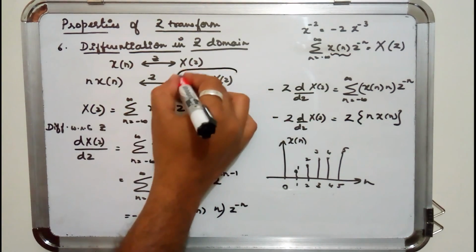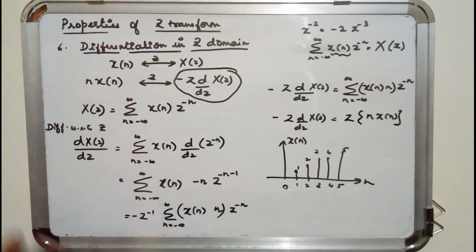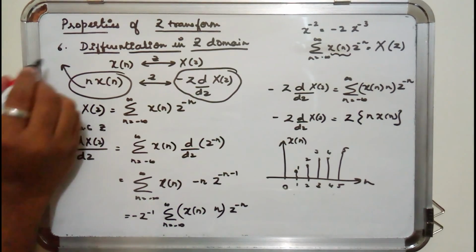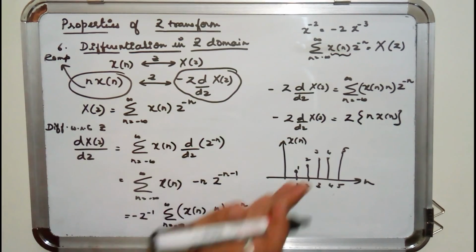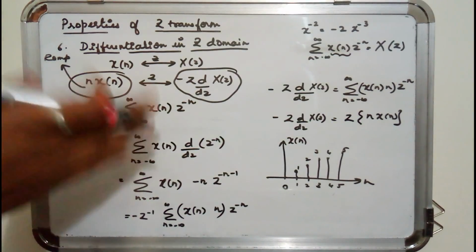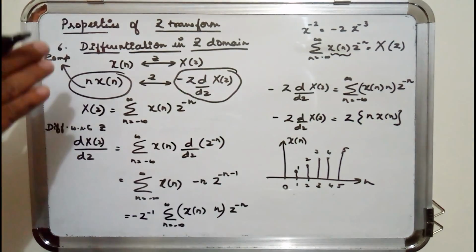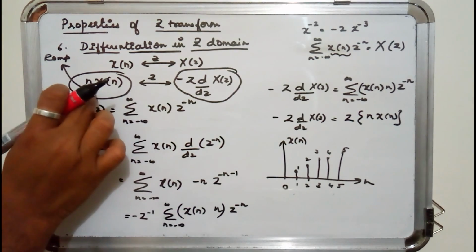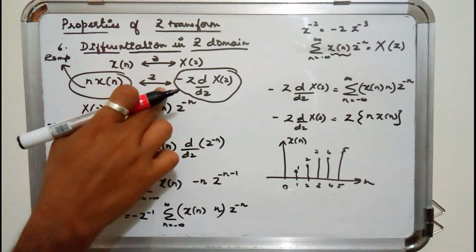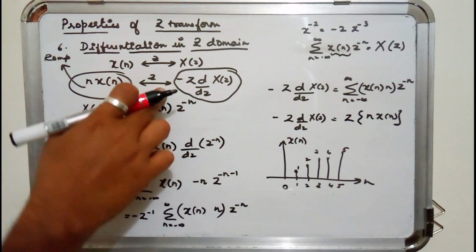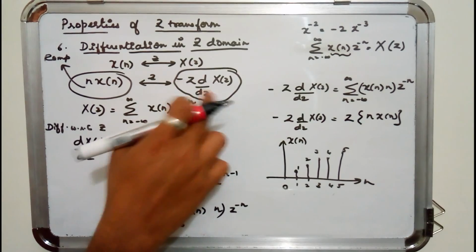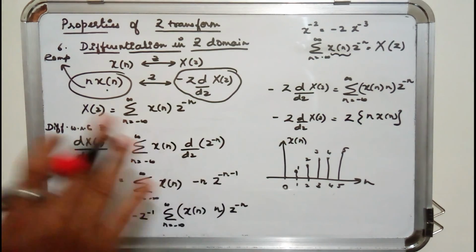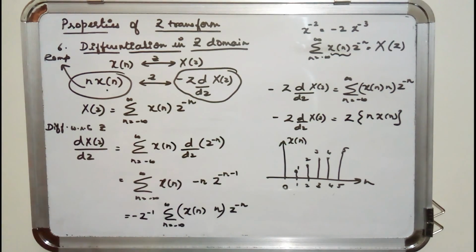So differentiation refers to this, or this property can also be called multiplication by a ramp. Why? Because you have multiplication of n. So this is a ramp function because its amplitude goes on increasing. So the property can be called differentiation in z domain or multiplication by ramp. So both are similar. I think I've made it clear. If you multiply n to your discrete time signal x of n, your z transform will be minus z into d by dz of z transform of x of n. So that is x of z. So this is the proof for differentiation in z domain property.